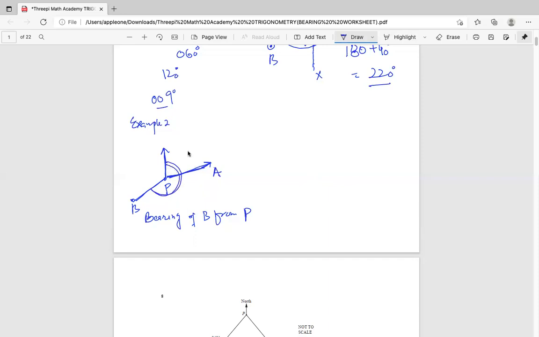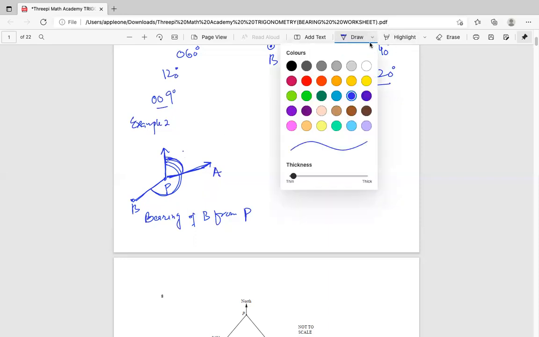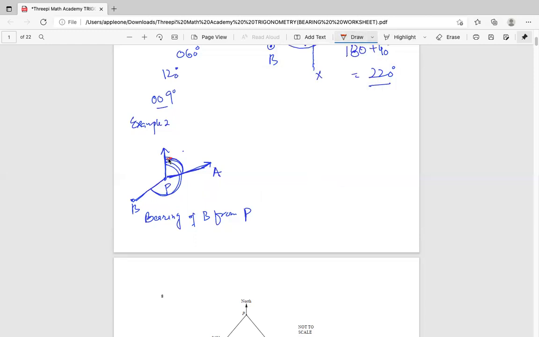So this will be the bearing. Now there's one thing given to us. Let's say the bearing of A from P is given to us, this one. Let's say this is 60 degrees. And this angle, let's say, is given to us as 140 degrees. These 2 angles are given to us. This angle is 140 degrees and this angle is 60 degrees.